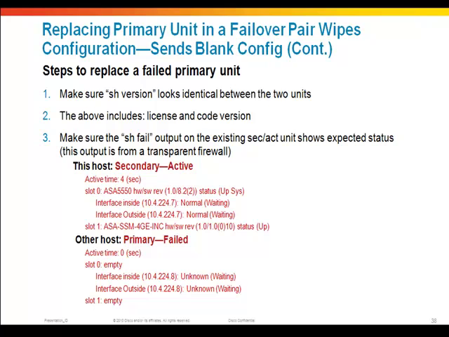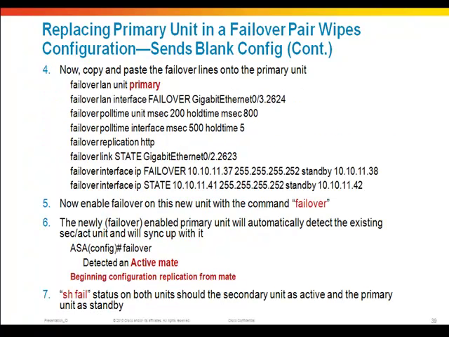Now, what you do, you copy and paste the failover lines onto the unit that you are going to replace. So now it should say failover LAN unit primary. Make sure I have highlighted that in red there. It should not say failover LAN unit secondary, because the secondary unit is the sitting unit which is active. Now you copy and paste these lines, and then once those are done, enable failover on the primary unit, the newly enabled primary unit.